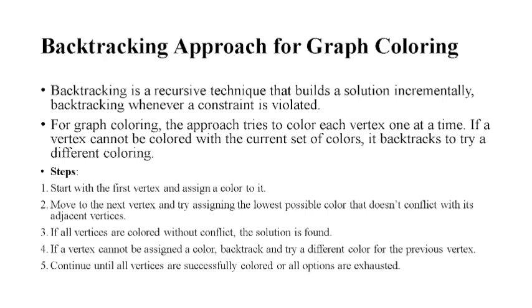There are 5 steps. Start with the first vertex and assign a color to it. Move to the next vertex and try assigning the lowest possible color that is not in conflict with its adjacent vertices. If all vertices are colored without conflict, the solution is found. If a vertex cannot be assigned a color, backtrack and try a different color for the previous vertex. Continue until all vertices are successfully colored or all options are exhausted.